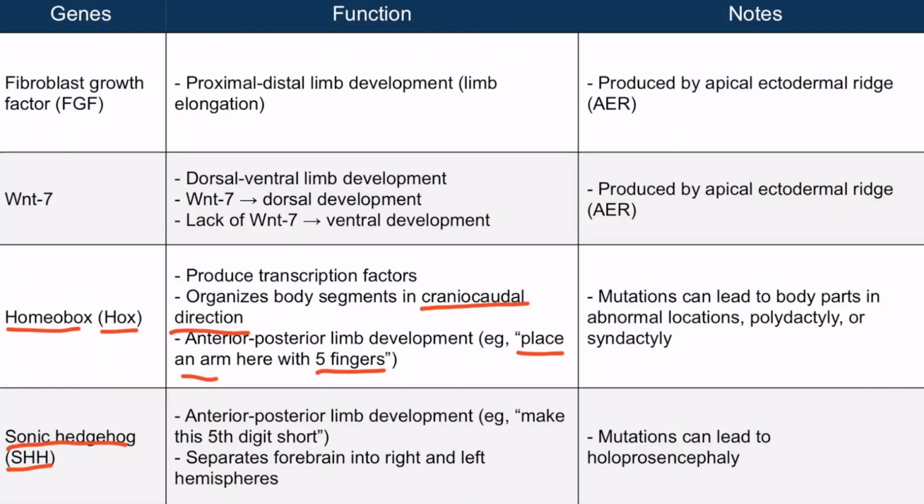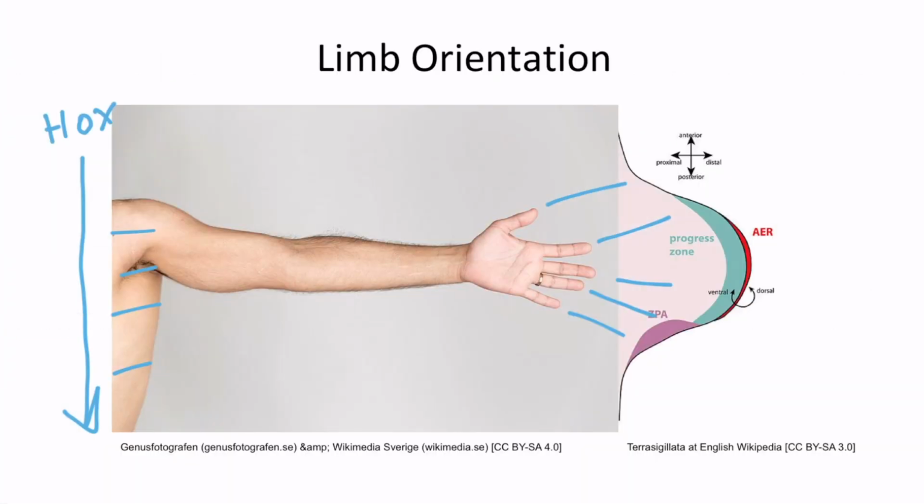But when it comes to the sonic hedgehog genes, these will actually tell you what to do with those limbs that are made. For example, make this 5th digit really short so that it looks like a 5th digit. In other words, make it look like a pinky. So sonic hedgehog genes will say, make it this long, make it look like a pinky.